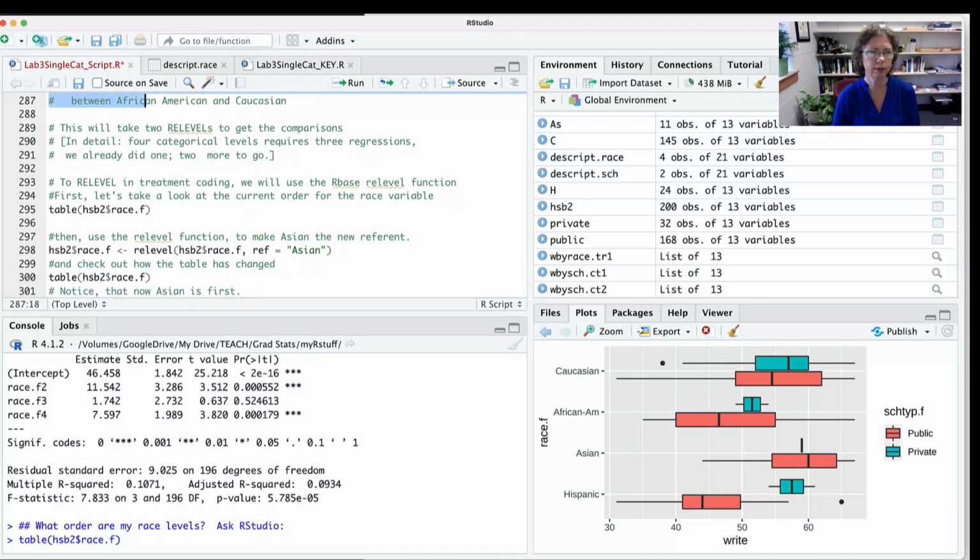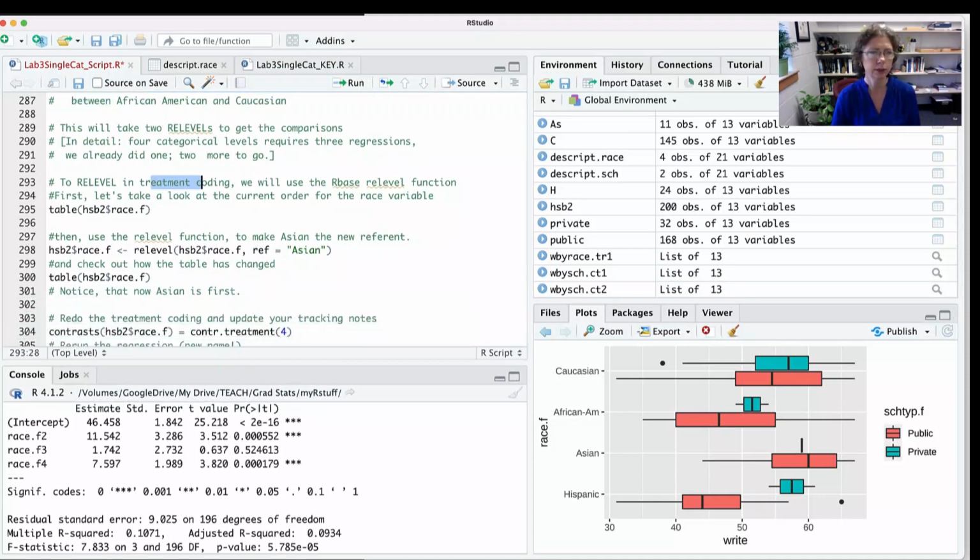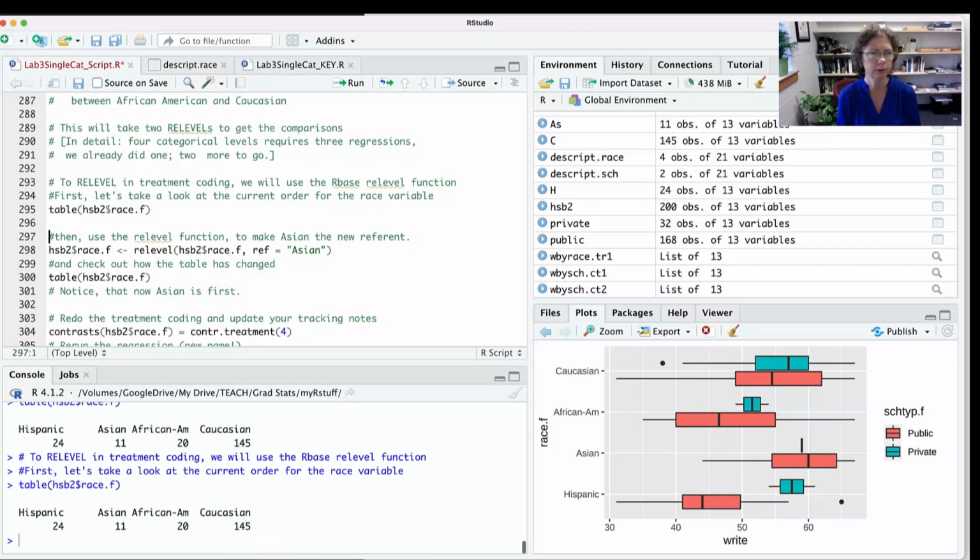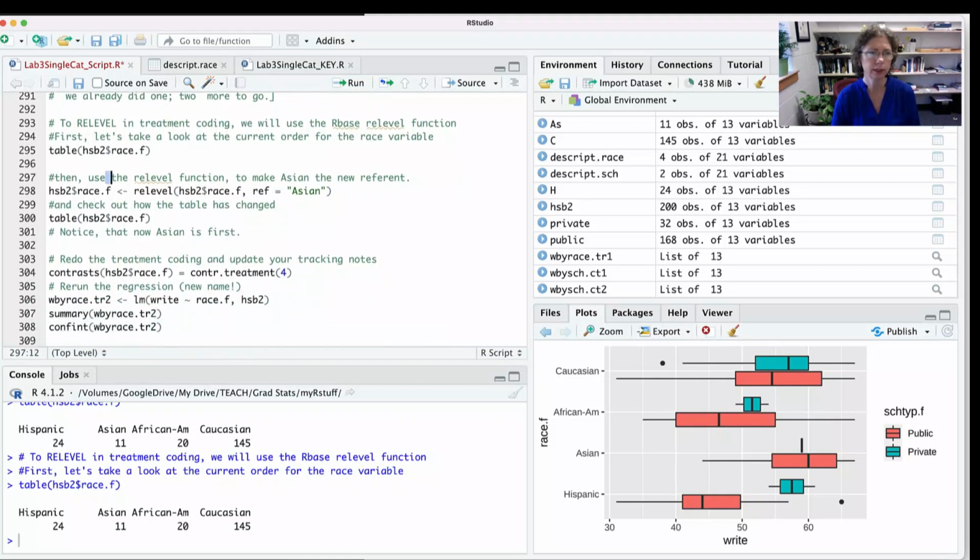So when we want to relevel in RStudio, in the treatment condition, we're going to use the R base relevel function. So again, let's look at where they are. They are currently in the order of Hispanic, Asian, African American, Caucasian. We're going to use the relevel function to make Asian the new referent. So for this variable race.f, I'm going to relevel it with the new referent being Asian. So when we're using treatment coding, this is how you relevel.